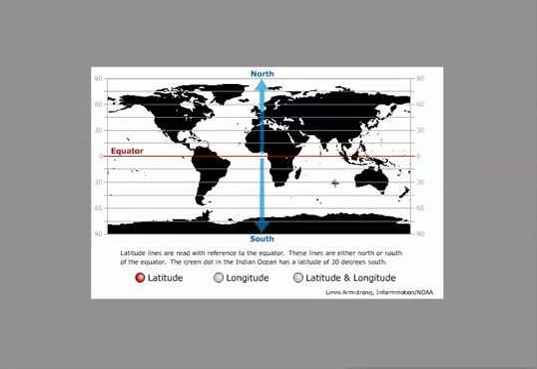Let's try something else. Name 3 continents that the 30 degrees south line passes through. It goes through South America, Africa, and Australia, mate.